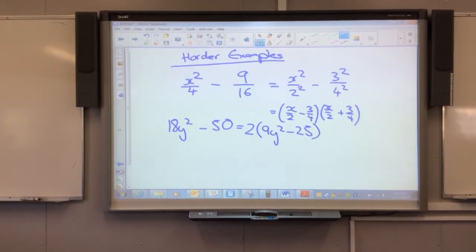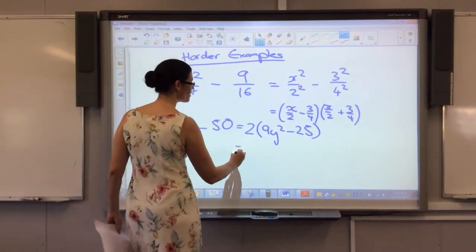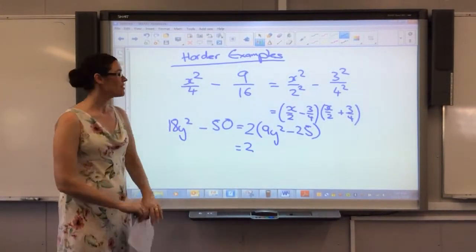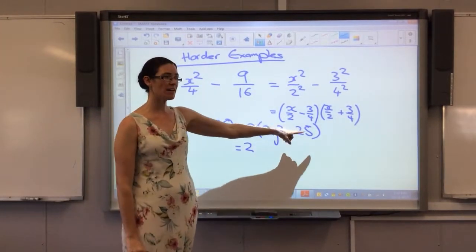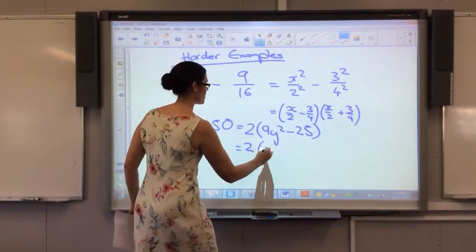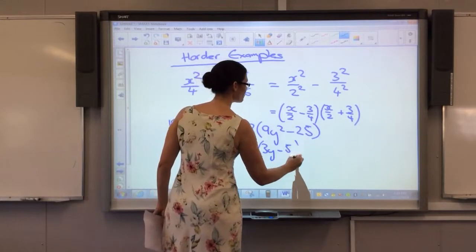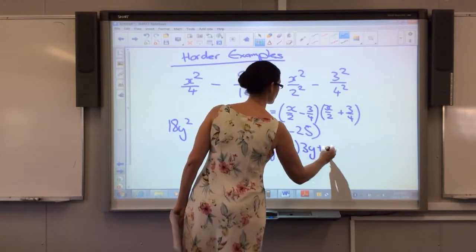I know that 3 squared is 9. I know that 5 squared is 25. This 2 is just going to sit out the front. That's okay. This is going to be a 3y minus 5 and a 3y plus 5.